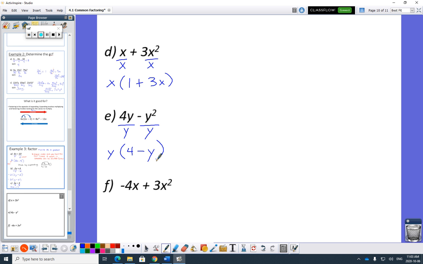Negative 4x and 3x squared. 4 and 3 do not divide nicely. So we'll get rid of our x term. Because again, this is an exponent of 1, that's lower than that, so all we can do is x.